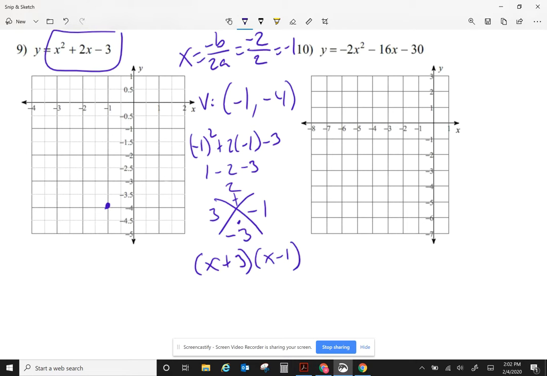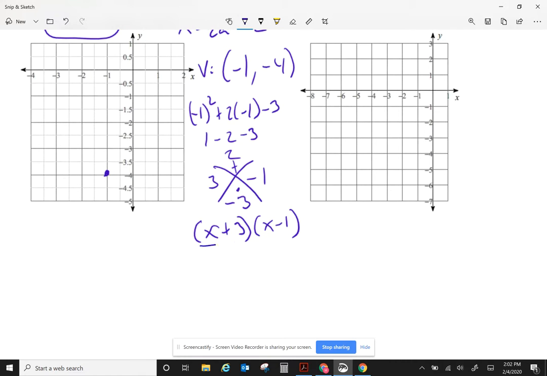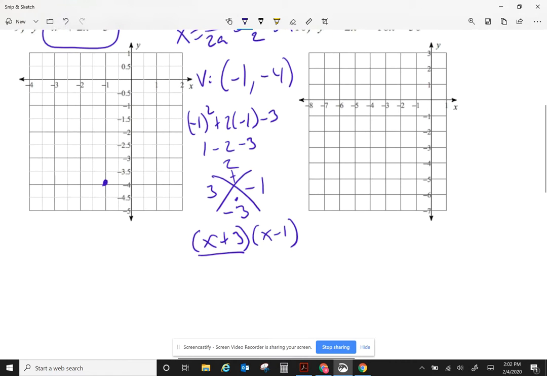Now what I'm going to do, I'm going to let each of my parentheses equal 0. When I look at this parentheses, x plus 3, I want it to equal 0. Wondering what value of x could that be? I could even write it at the side. X equals negative 3. Then I look at the other case. X minus 1 is equal to 0. So I'm going to solve that, x is equal to 1.